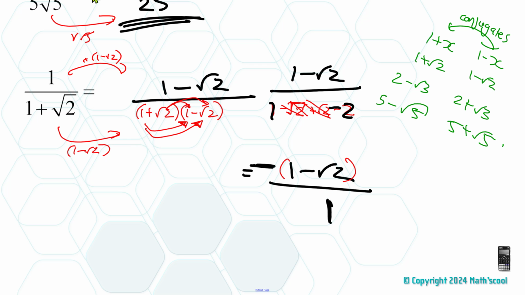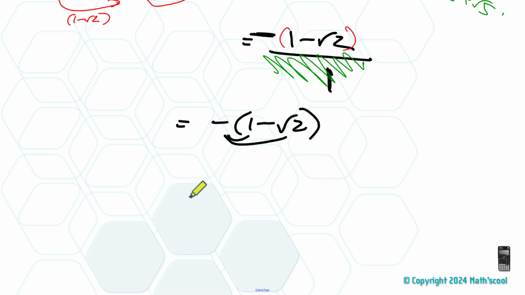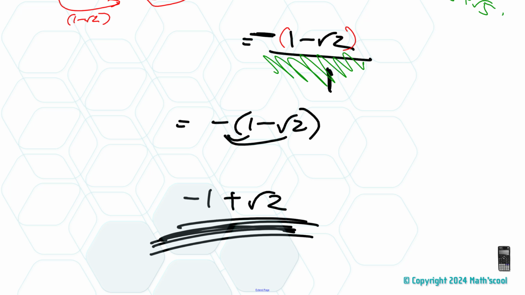And now divided by 1, everyone knows you don't need to divide by 1. It doesn't really do anything. And so my answer is minus brackets 1 minus root 2. You might want to multiply that out and call it minus 1 plus root 2 as our final answer.